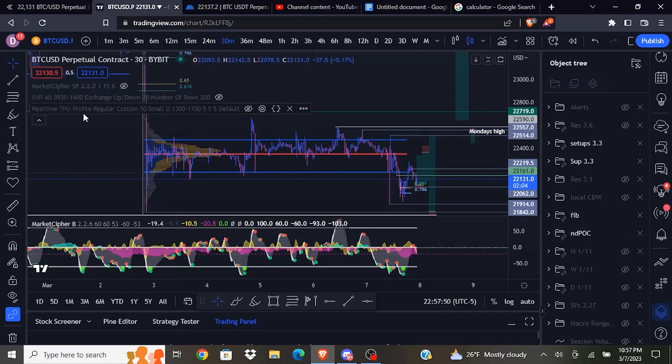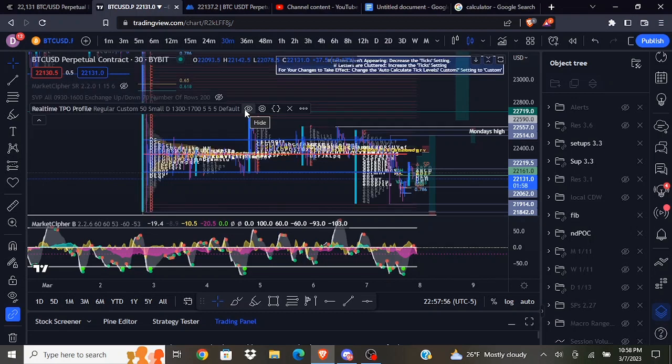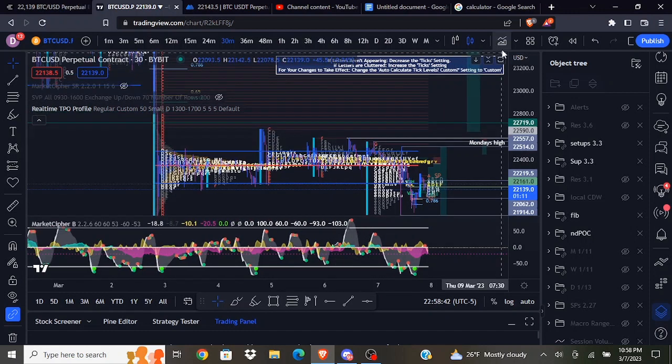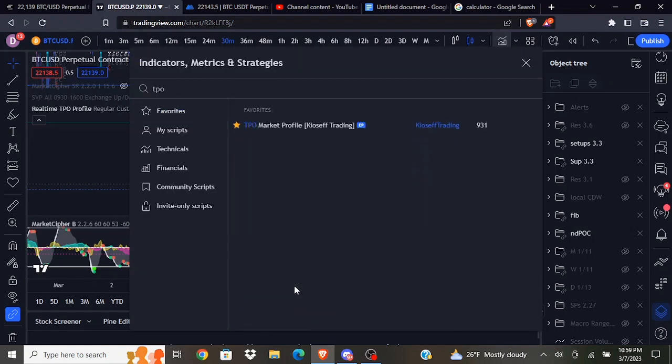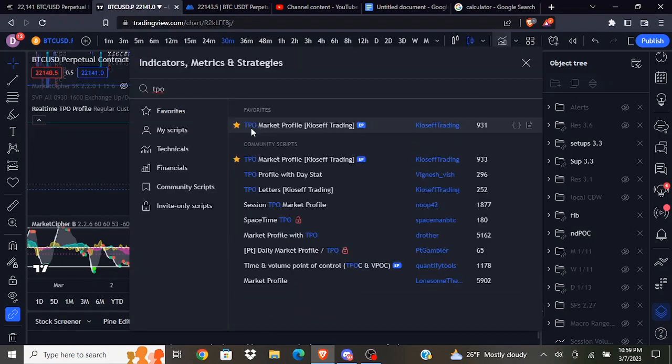So recently I've been using this TPO profile on TradingView to mark out single prints. So today I'll be going over basically this indicator and how you can mark out single prints. So if you go to indicators and you type in TPO, this is called TPO Market Profile by Kyocef Trading.